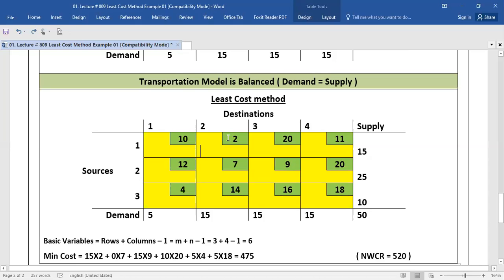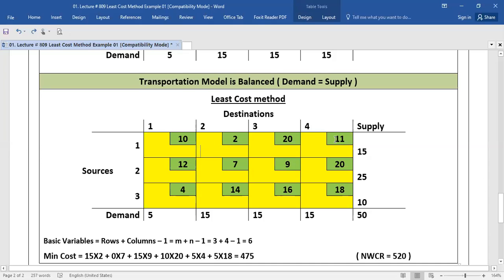Our first allocation. How many allocations will we make? We will make 6 allocations. As there are 3 rows and 4 columns, 3 plus 4 minus 1 gives 6 basic variables, and these 6 are our total allocations. For the first allocation, we see which one is the least cost in this table. 2 is the least cost, so we make our first allocation in this cell.